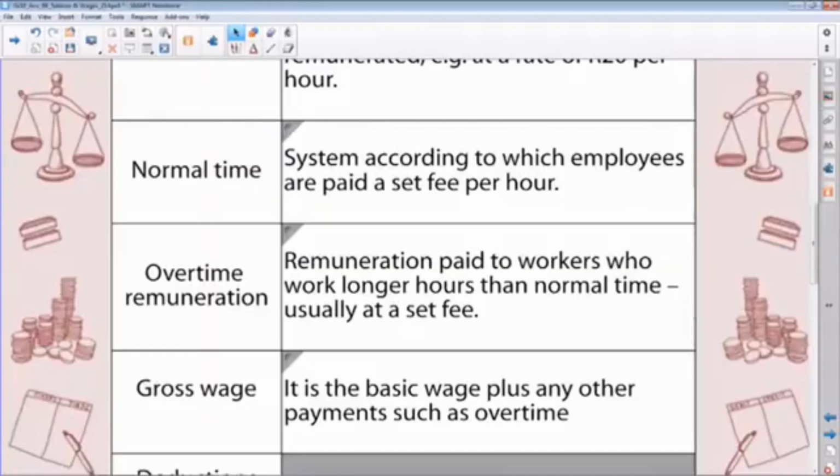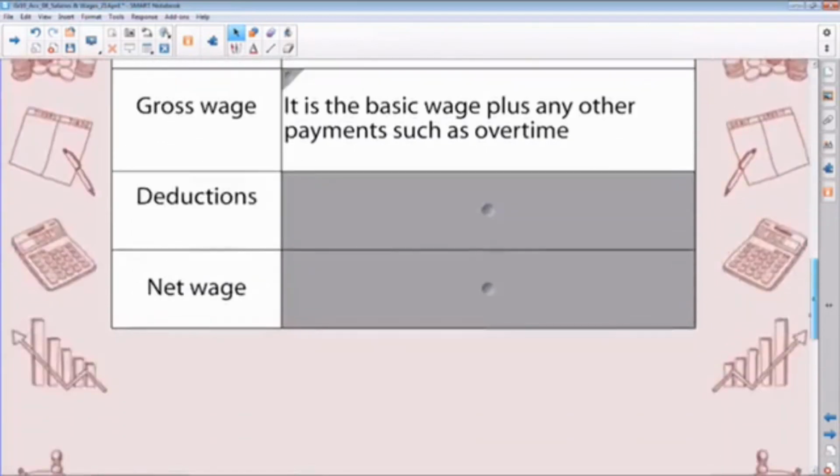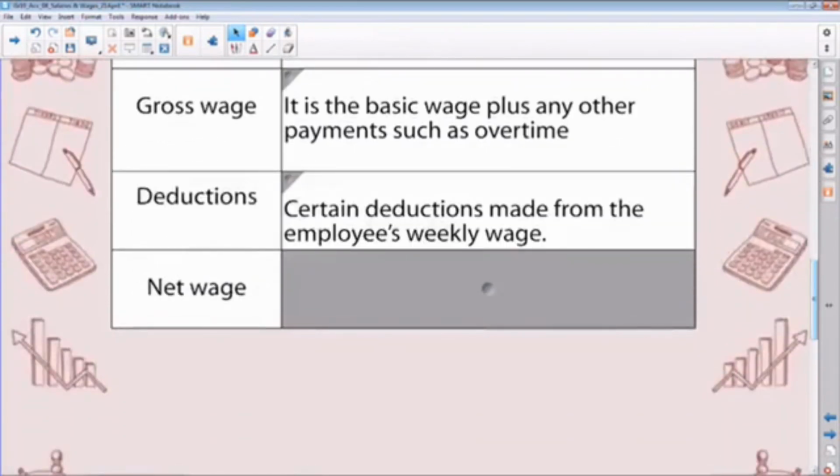So overtime hours will be 30 Rand an hour. Let's go look at gross wage. Your gross wage will be your basic wage plus any overtime. And then you'll normally minus all your deductions, and we're going to quickly look at deductions again, and then you will get your net wage.